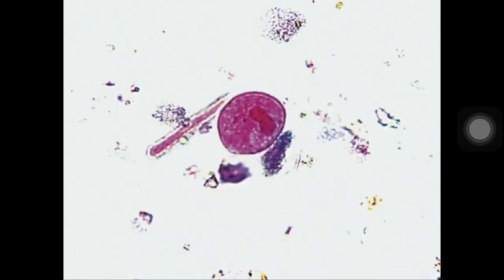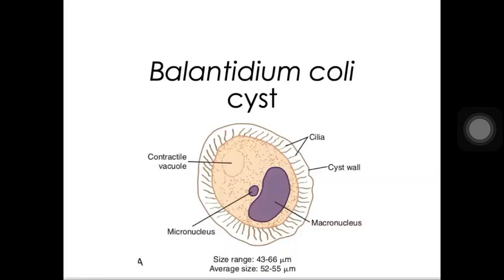Next, number 22. Sagutan na po ba? This one is, of course, your Balantidium coli cyst. No? So, Balantidium coli cyst, ganun din po, meron din siyang macro saka micronucleus. Again, macronucleus is for vegetative function, while the micronucleus is for sexual reproduction.